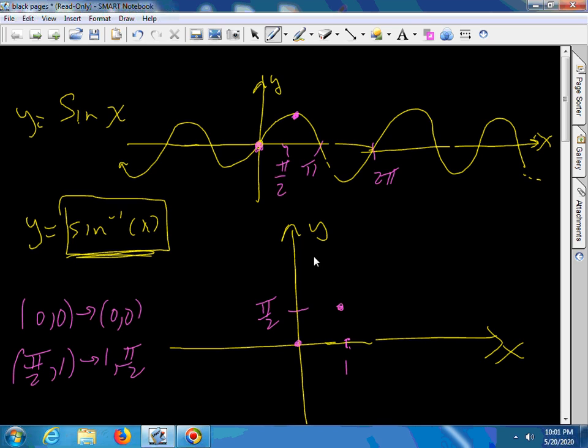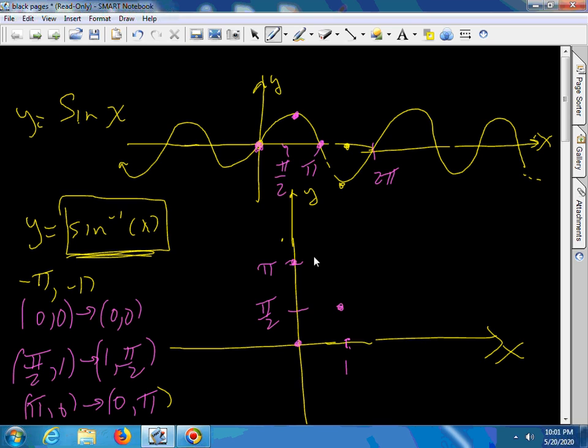Okay? When x is pi, you go up 0. So when I switch x and y, which inverses do, I get 0, pi. So when x is 0, I go up to pi. Maybe I'll extend this line a little bit. And when x is 1.5 pi, I'm at negative 1. Negative pi, negative 1. Well, when you switch that, you get negative 1, negative pi.